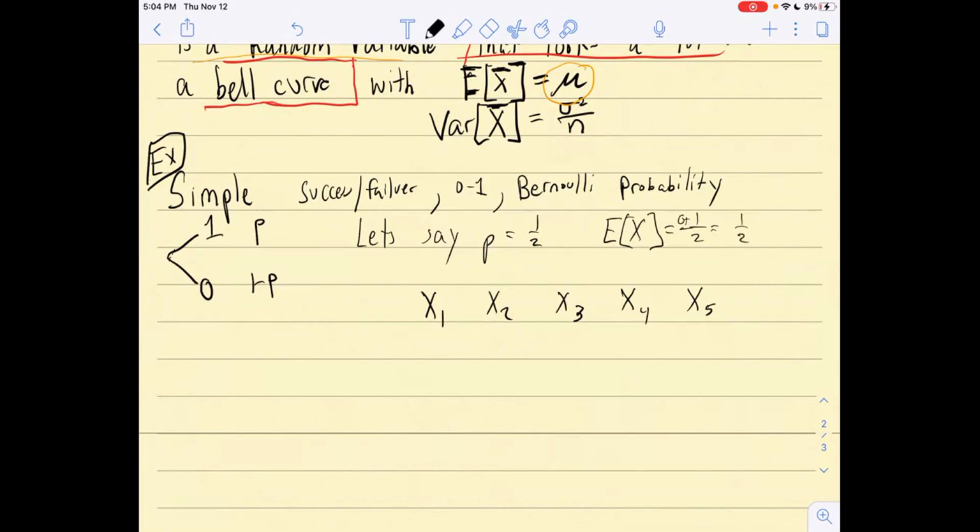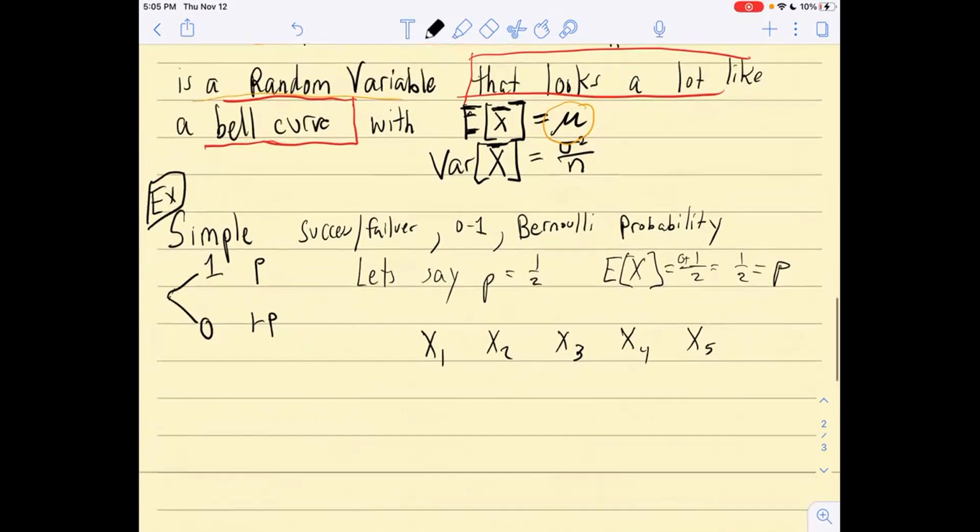You can do this more generally. If the probability was just p, it would be equal to 1 times p plus 0 times 1 minus p, so it would just be equal to p. Okay. Now let's say we do the sample mean with 5 draws. So we do sample mean equals x1 plus x2 plus x3 plus x4 plus x5, all over 5.